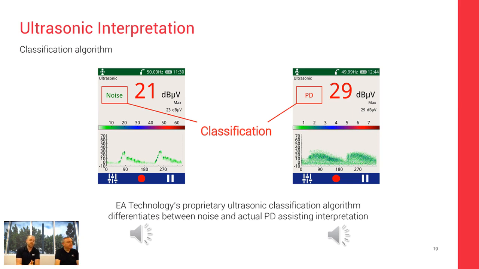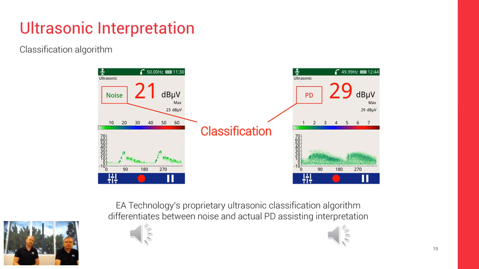That sound there, hopefully everyone could hear it, was heard inside a chamber, and it gave that phase resolved partial discharge pattern. The algorithm classified it as noise. It gave an output of 21 decibels. So that's the information taken from that.